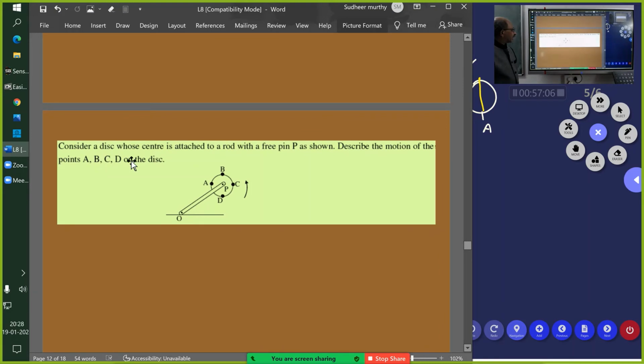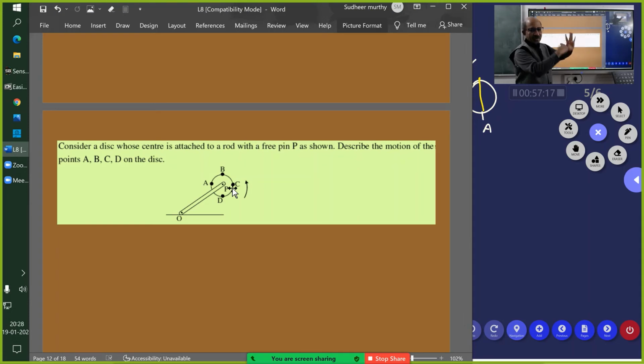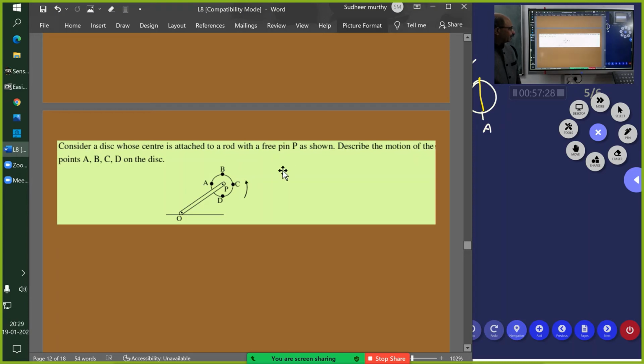Now you see here. Consider a disc whose center is attached to a rod with a free pin. It is just a pin, but the wheel can rotate about that pin. So this wheel can rotate. Describe the motion of points A, B, C, D due to the disc.